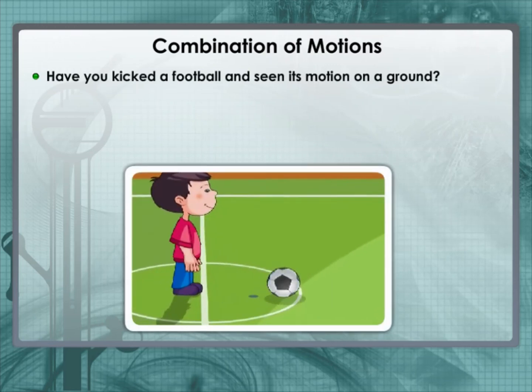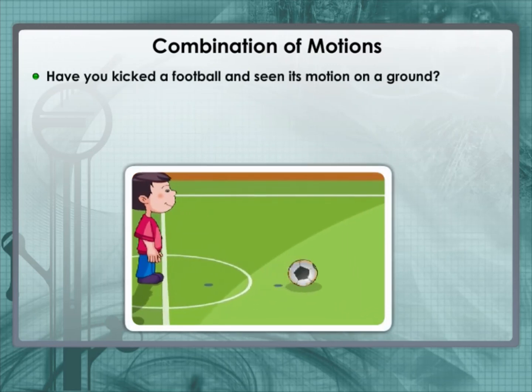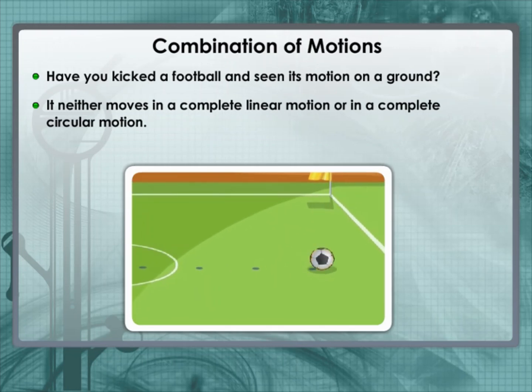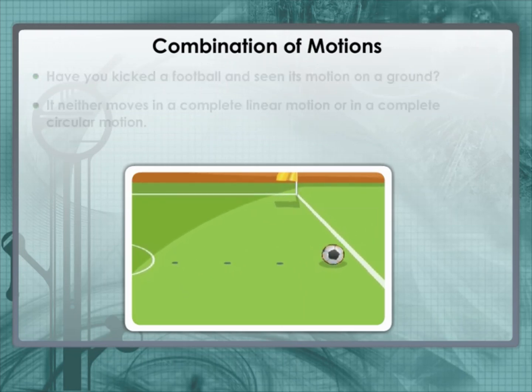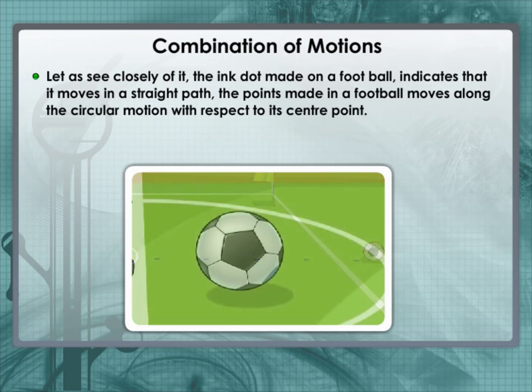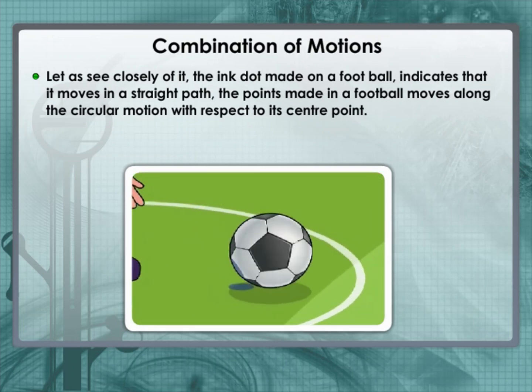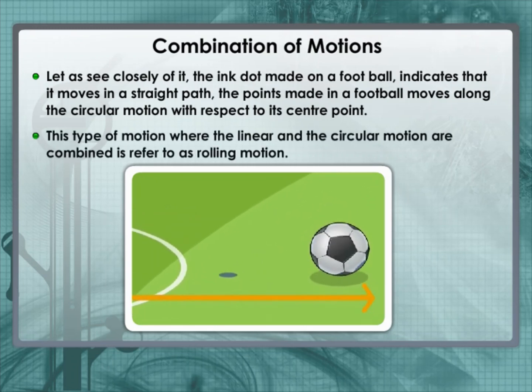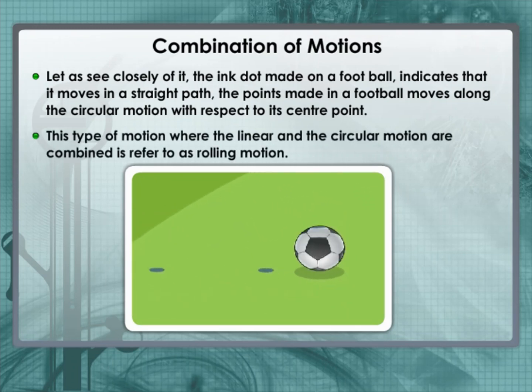Combination of motions. Have you kicked a football and seen its motion on the ground? It neither moves in a complete linear motion nor in a complete circular motion. Let us see it closely. The ink dot made on a football indicates that it moves in a straight path. The points made on a football move along a circular motion with respect to its center point. This type of motion, where the linear and the circular motions are combined, is referred to as rolling motion.